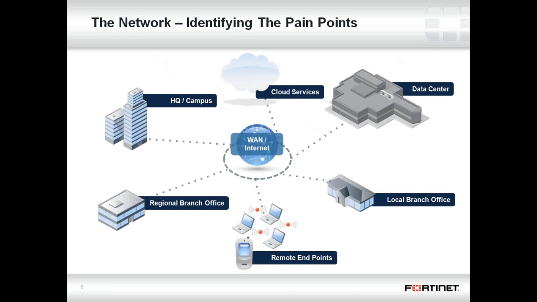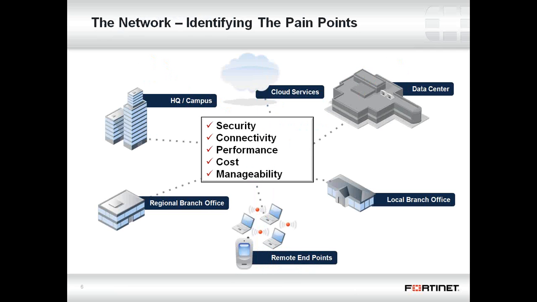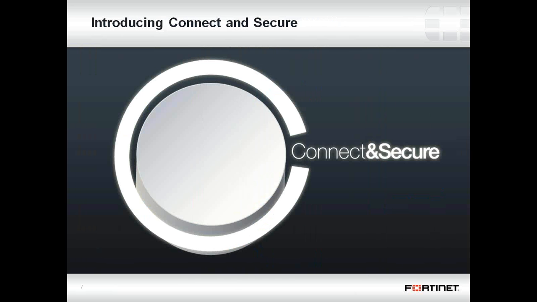That pressure results in what we call pain points appearing, and these can be classified into these five general categories: security, connectivity, performance, cost, and manageability. So if the network is experiencing this pressure resulting in these pain points, how do we deal with it? That's what Connect and Secure is designed to do, is to look at the network, understand the pressures that are coming in, understand the pain points that result from those pressures, and then provide a solution that alleviates that and combines the connectivity and the security into a single solution.